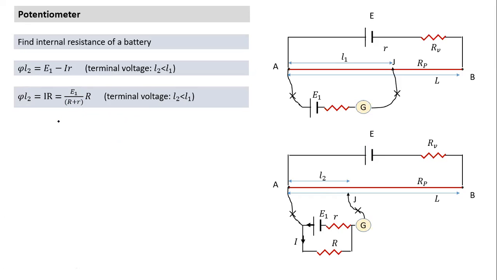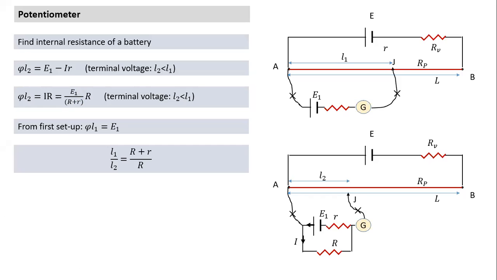Phi will get cancelled. L1 is known, L2 is known, and capital R is also known. So what are the two unknowns? E1 and r. Since our focus is to find small r, we can easily find it if we take the ratio of the two lengths. For the first setup, we had phi L1 equal to E1. If we divide the first equation by the second equation, we get L1 divided by L2 is equal to (r plus capital R) divided by capital R. This equation we get.